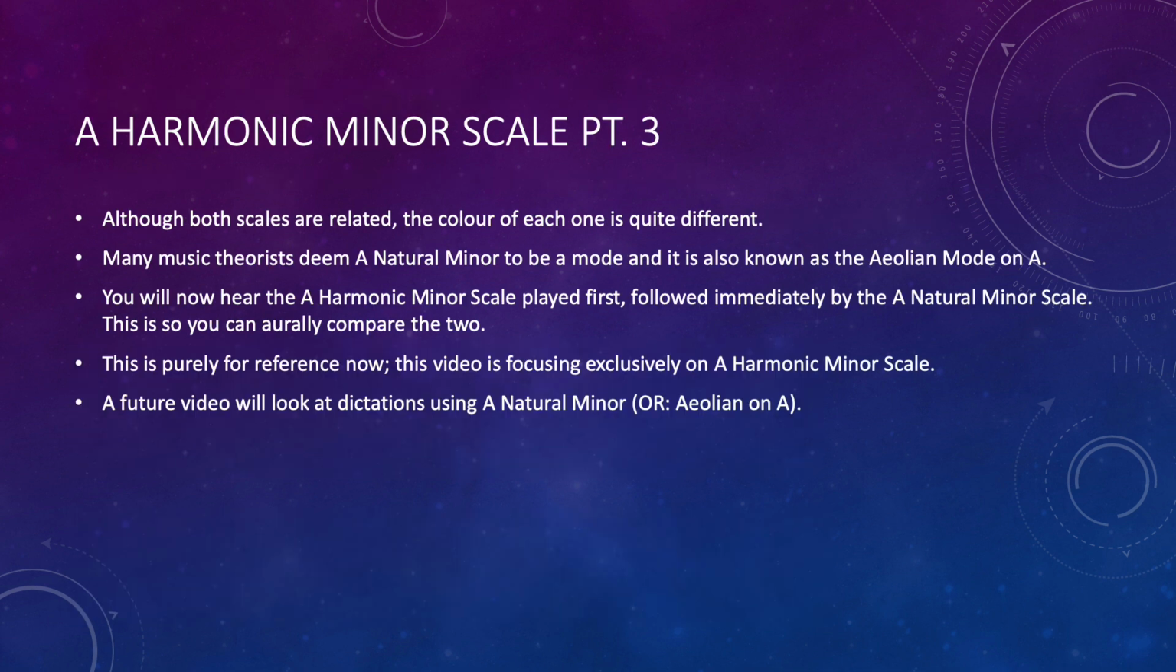A Harmonic Minor Scale Part 3. Although both scales are related, the colour of each one is quite different. Many music theorists deem A Natural Minor to be a mode, so it is also known as the Aeolian mode on or in A. You will now hear the A Harmonic Minor Scale played first, followed immediately by the A Natural Minor Scale. This is so you can orally compare the two, and this is purely for reference at this point in time. This video is focusing exclusively on A Harmonic Minor Scale. A future video will look at dictations using A Natural Minor or Aeolian on A.